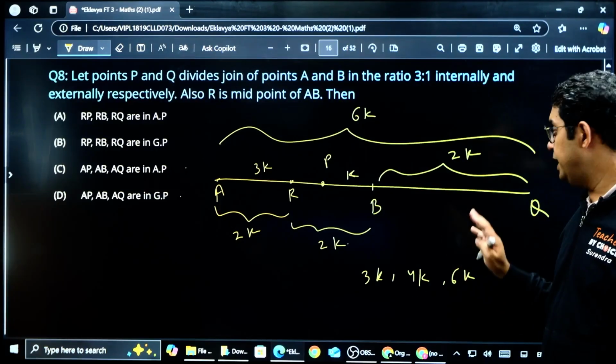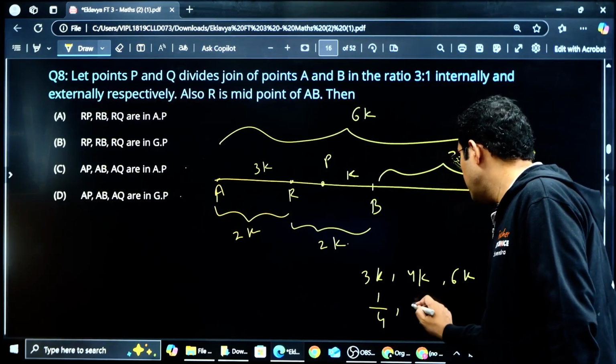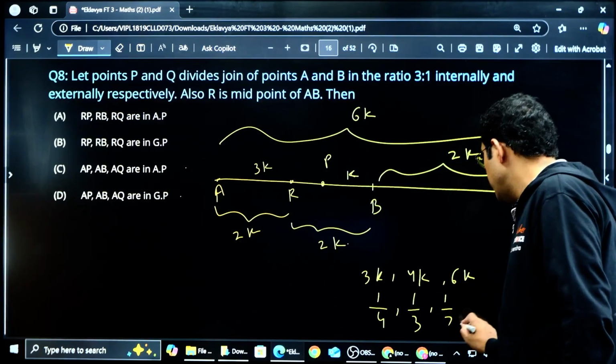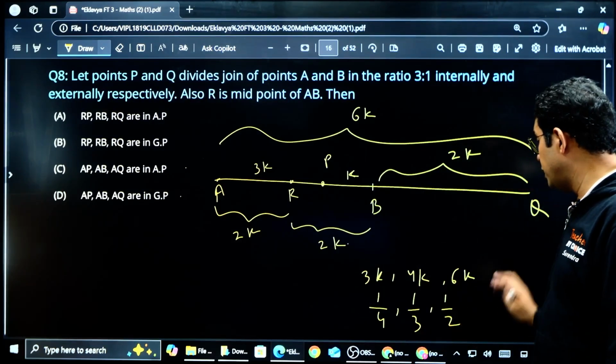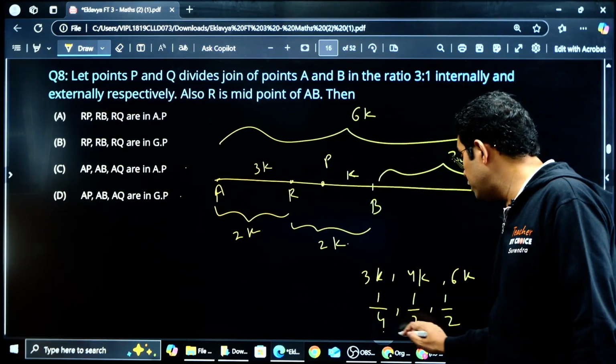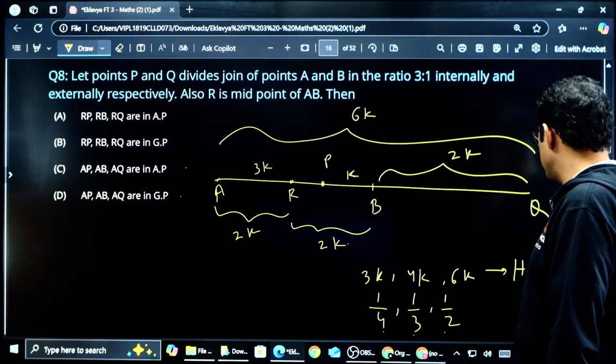Now you can check, this is not AP. If you divide the entire thing by 12K, it will be 1/4, 1/3 and 1/2. What I have done is divide the entire thing by 12. So 1/4, 1/3, 1/2. Now you can see in the denominator 4, 3, 2 is a decreasing AP, which means it is HP. So these two options are wrong.